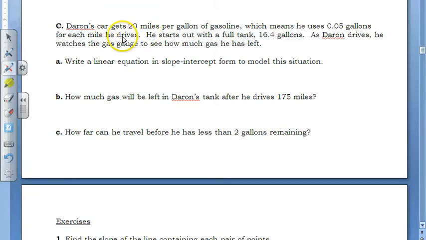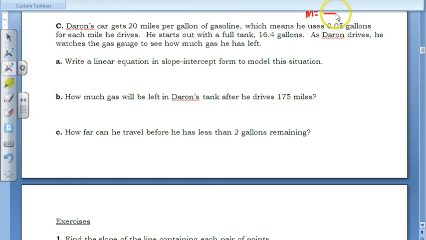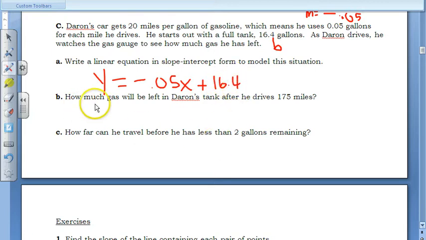So we're not going to use this number. What we're going to use is this one. So he uses 0.05 gallons for each mile, which means that our slope is going to be negative 0.05. Hope you can still see that. Negative 0.05. And since his starting value is 16.4, that's going to be our intercept. So negative 0.05x plus 16.4. How much gas will he have left after driving 175 miles?